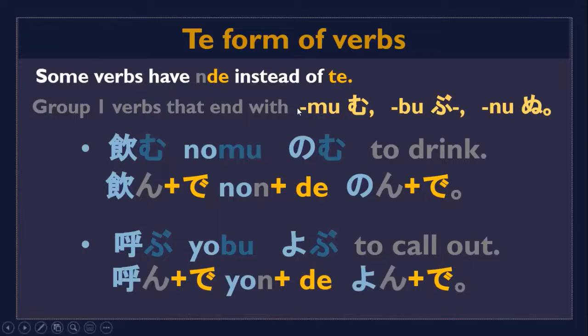So similarly, yomu is also yonde. Yomu means to read. So yomu will also have this yonde. 読んで, yonde. That's all. So for beginners, it's very difficult to distinguish which one is which. With practice, you will know.